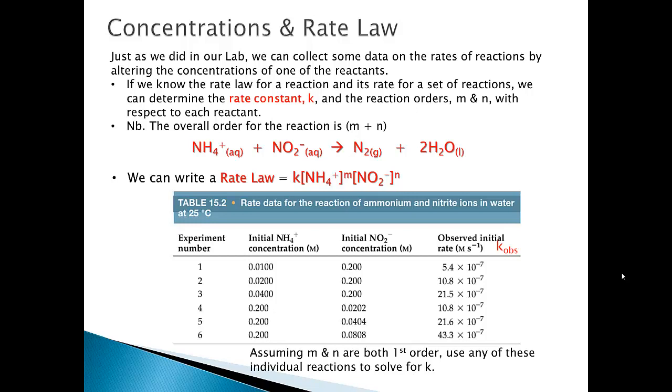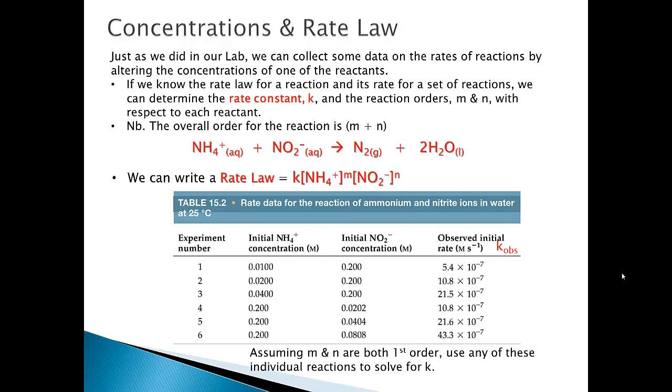So here's our rate law. The rate is dependent on the concentration of our ammonium ion, NH4+, plus NO2-, and that's going to be our rate law. So k multiplied by the concentration of NH4+ to the m multiplied by the concentration of NO2- to the n. This is our rate law. k is our rate constant. m and n are the orders of the reaction with respect to each reactant.